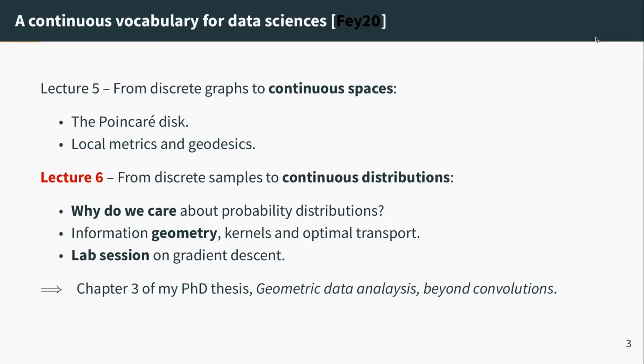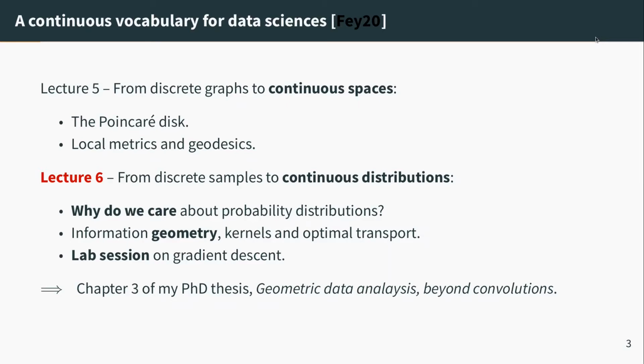Then I'm going to present to you the classical geometries that we can define on spaces of probability distributions. So mostly everything that's related to entropy, so information geometry. Then everything that's related to Euclidean spaces like Hilbert spaces or kernels. And then everything that's related to Wasserstein metrics, so optimal transport.